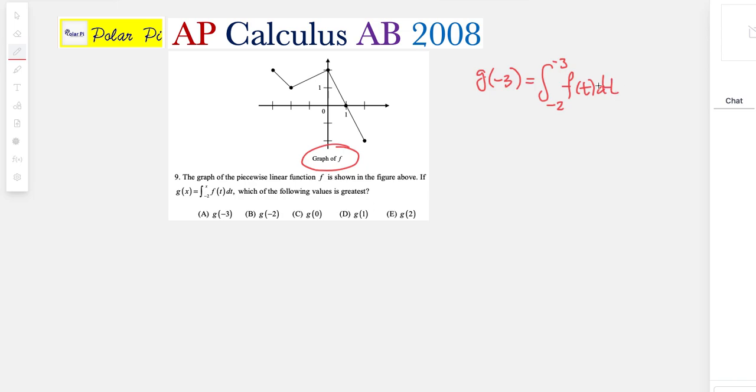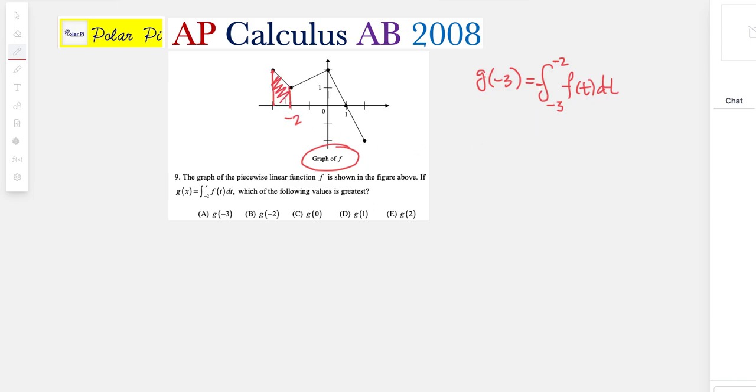Now, since this is negative 2, we need the area here, right? But look at how this is. It's from negative 2 to negative 3. No way. We need it the other way around, right? We need this guy here to be negative 3 and that to be negative 2, right? So we could do that. Okay, negative 3 and negative 2, because negative 2 is greater. But then to swap the limits, we need to throw a negative sign right there.